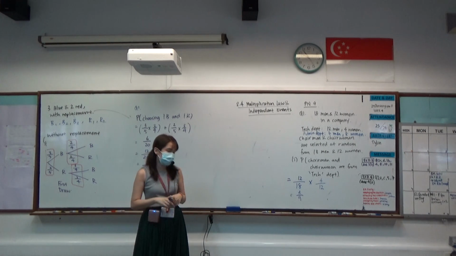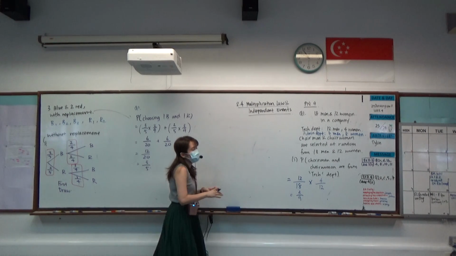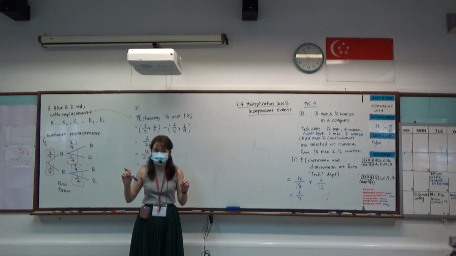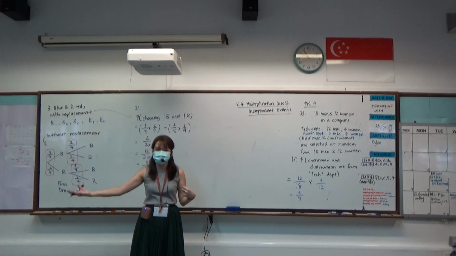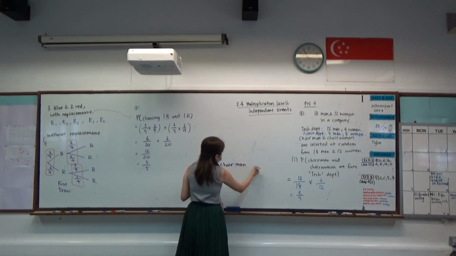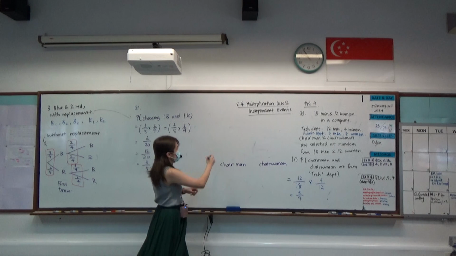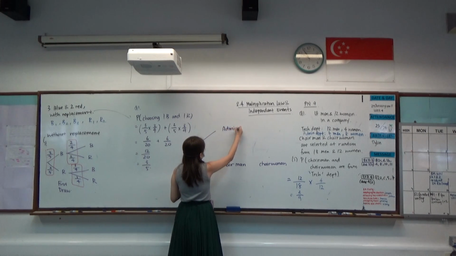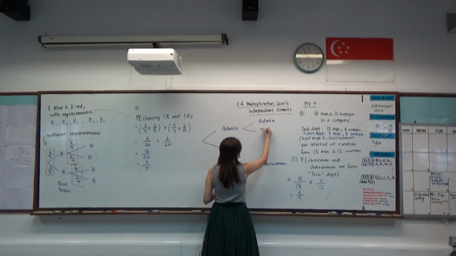The reason why we can do this is that if I want to illustrate this context into a tree diagram, selecting a chairman and selecting a chairwoman are actually independent events. If you select a chairman already, it doesn't affect what the probability is going to be like from selecting a chairwoman. Agree? So if I want to really illustrate it into a tree diagram, it doesn't matter who comes first, be it chairman first or chairwoman first. So it's either admin or tech, and admin or tech.